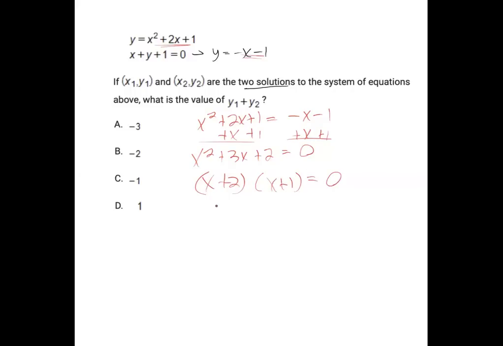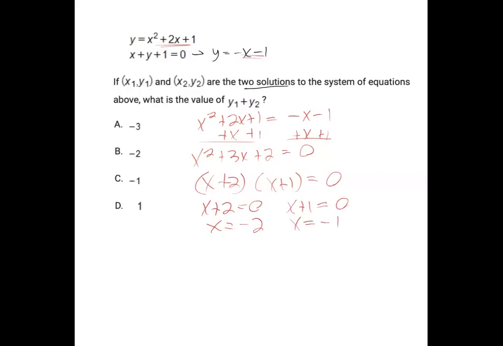if these two parentheses are multiplying together and the answer is 0, that would only happen if one of them actually were 0. So you set them both equal to 0, and you get two answers. Here you can solve for negative 2, and you can get negative 1, and those are your two x values.